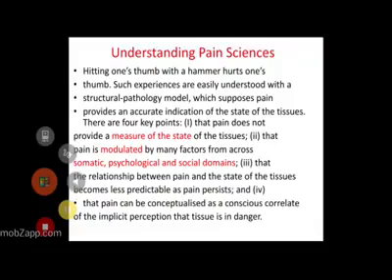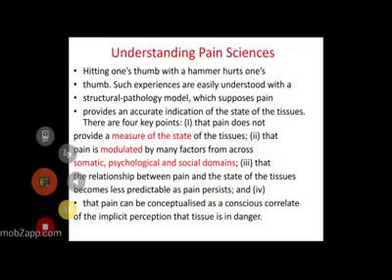Third point is that the relationship between pain and the state of tissues becomes less predictable as pain persists. What does it mean? It means that when the pain is becoming chronic, you don't know what is happening with the pain parameters and the state of tissues. Are they healing well? Are they not healing well? How is the state of mind of the patient? How is the social domain? So there are many factors when you are dealing with pain sciences.